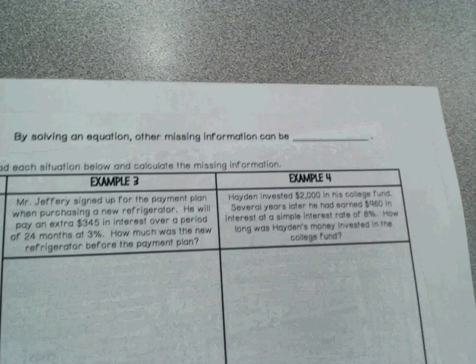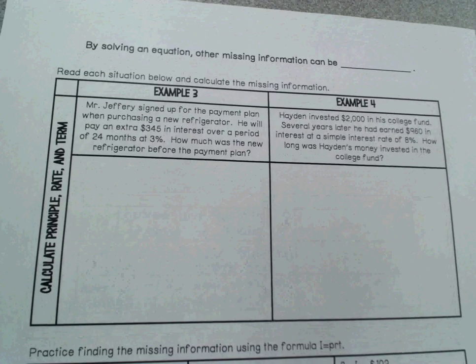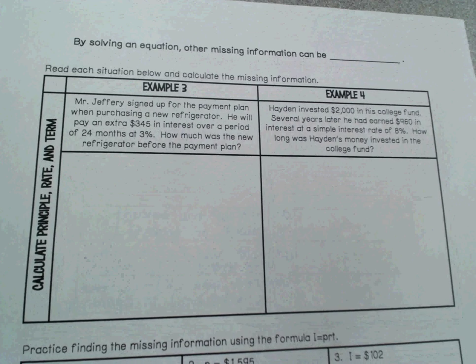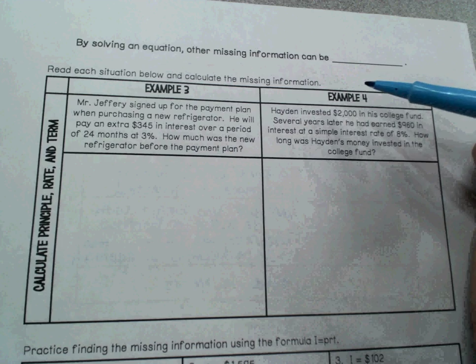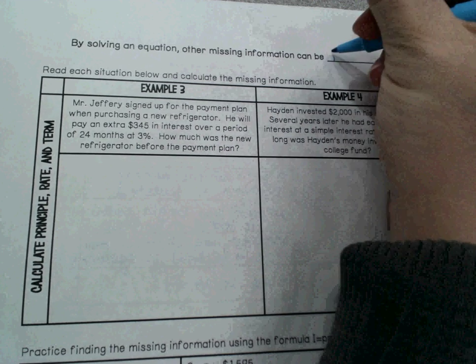All right, let's look at just two more, and then that'll be it. So we won't always find the interest. Sometimes we have to find other things. So by solving an equation, other missing information can be identified.